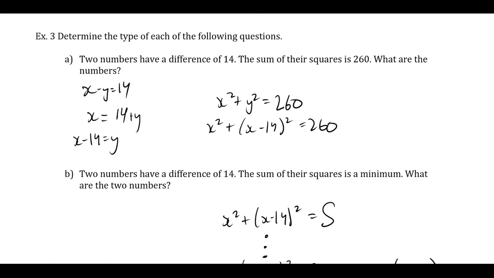Two numbers have a difference of 14. A and B, notice the similarities. They both start with two numbers, have a difference of 14. Question A says the sum of their squares is 260. Question B says their sum of the squares is a minimum.